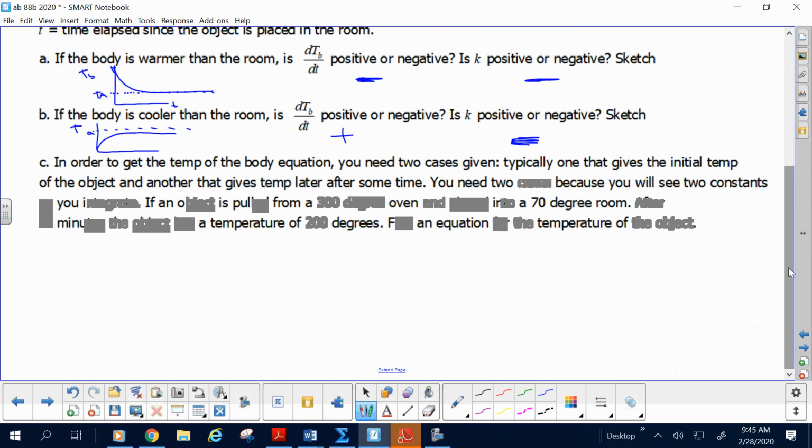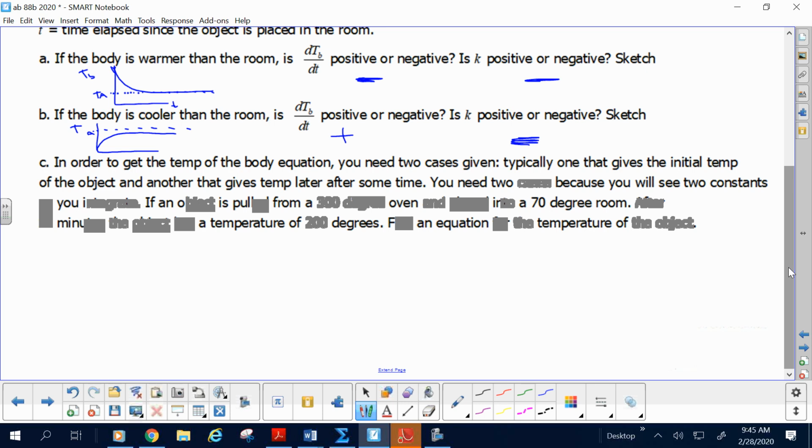Now, consider then, if I give you a sample problem. An object is pulled from a 300-degree oven and placed in a 70-degree room. Now, if the object was in a 300-degree oven, then what's the initial temperature of the object? It's the same as that 300 degrees, yeah? Assuming it had been in there long enough to reach equilibrium. After 10 minutes, the object has reached a temperature of 200 degrees. Based on that, you should be able to give me an equation for the temperature of the object.